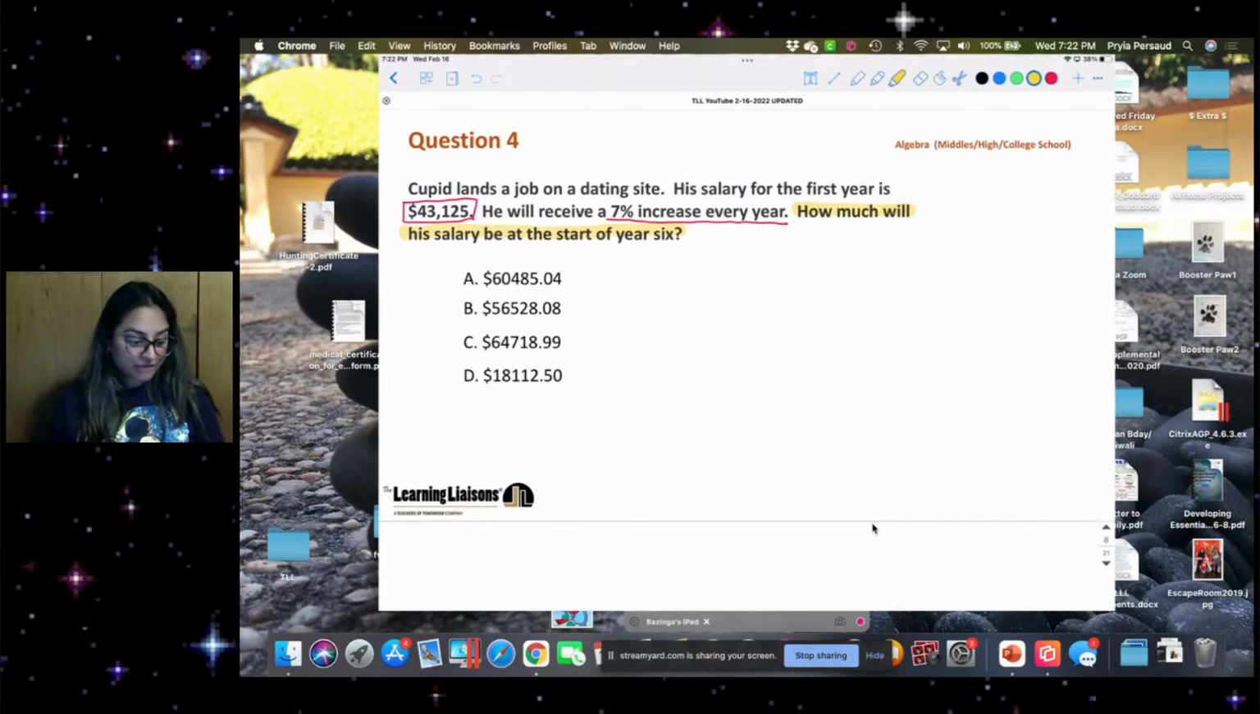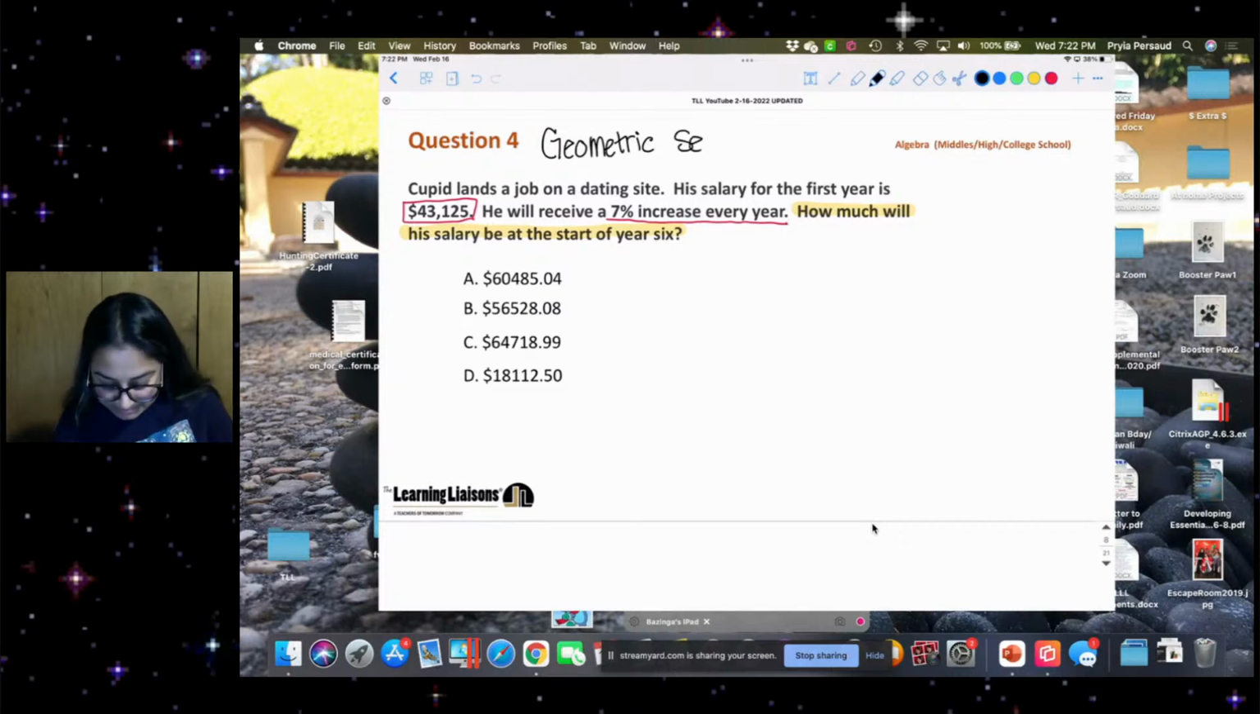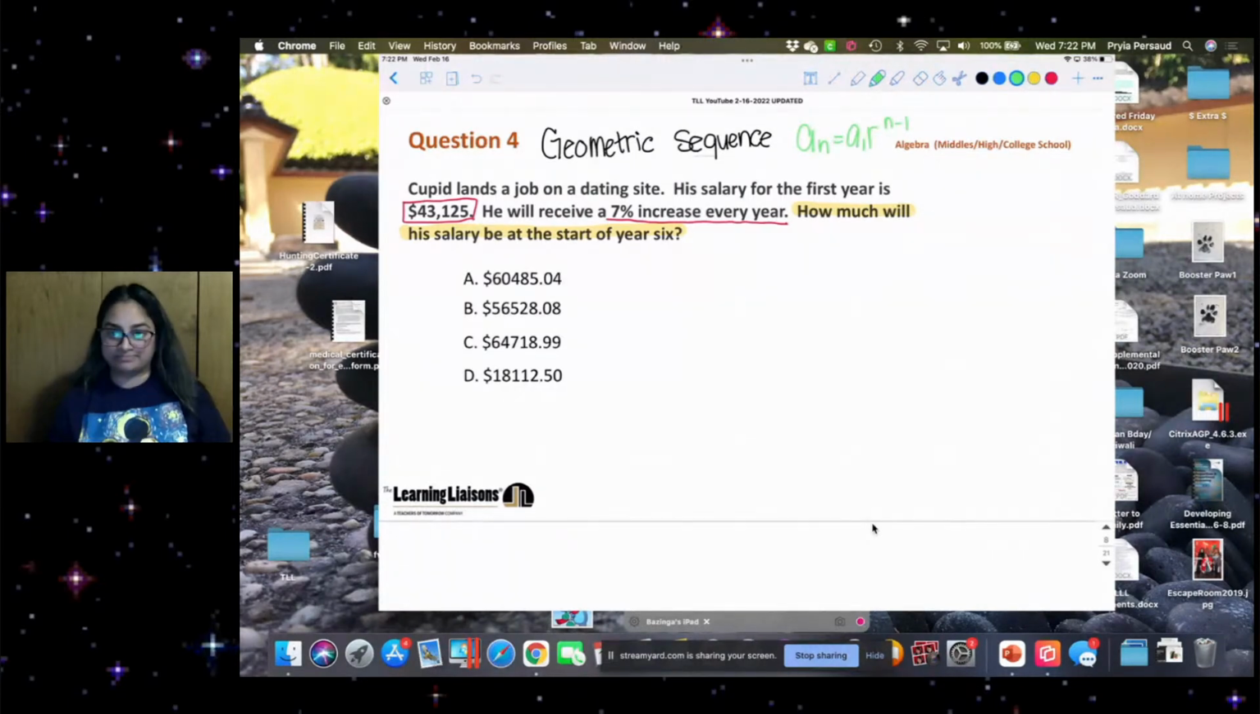Whoa, how do you do that? Well, we could sit here and physically take 7% after every year and add that and get 7% of that new number and keep going, or we can use a formula. Does anybody know the formula that we will use? It is called geometric sequence. So for geometric sequence, I will have a_n is equal to a_1 times r to the n minus 1 power.